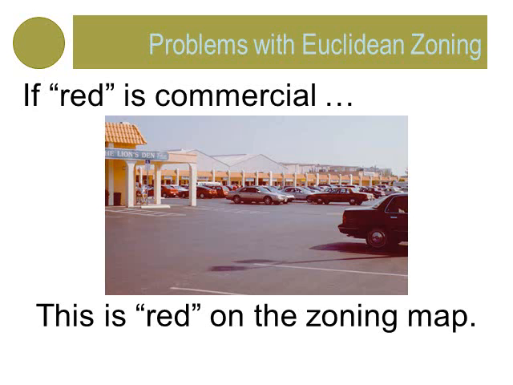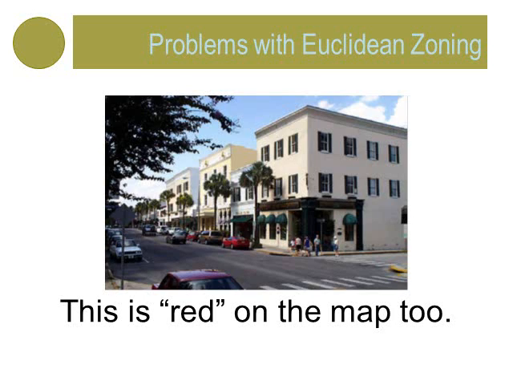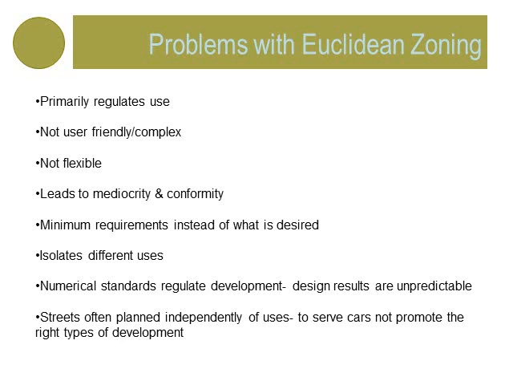If you have a zoning map with red on it for commercial, that red district could be built like this, or it could be built like this. The ordinance can control that. We have ordinances that don't work. They're Euclidean ordinances. They primarily regulate use. They're complicated. They isolate different uses, and they let the street be an entirely different entity with its own life that's not controlled by the zoning ordinance.